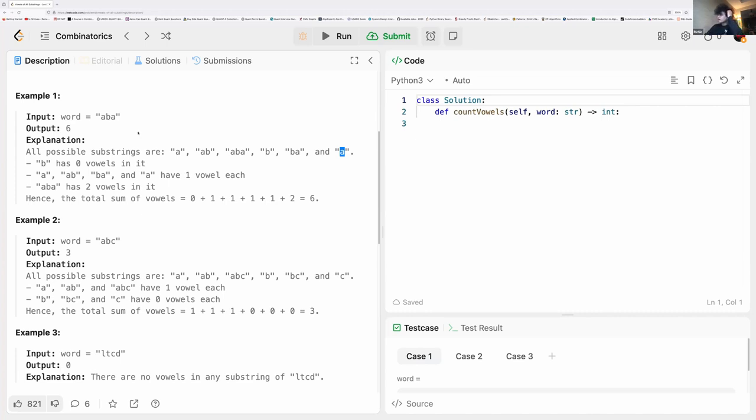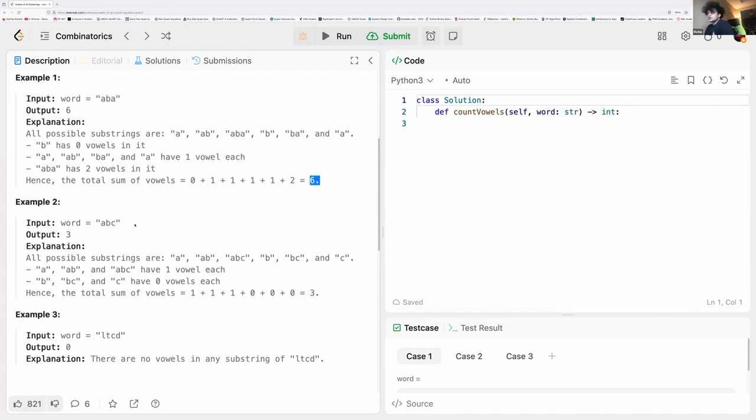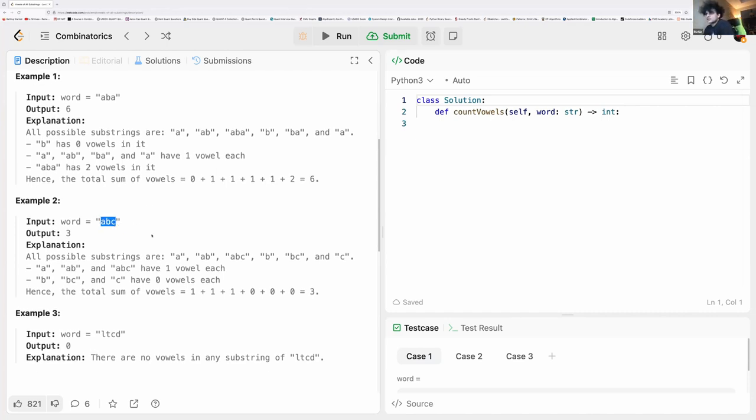Okay, and we have to count the number of vowels in each of these substrings. For example, the substring B doesn't have any vowels in it. All of these have a single A as the vowel in them, and ABBA has 2 vowels in it. So we just add up all those counts: 0, and then I have 4 substrings with 1, so 4 ones, and then I have a 2, so my answer is 6. These test cases are kind of similar, so I'll make another test case.